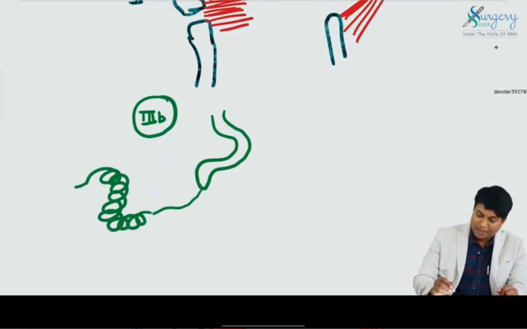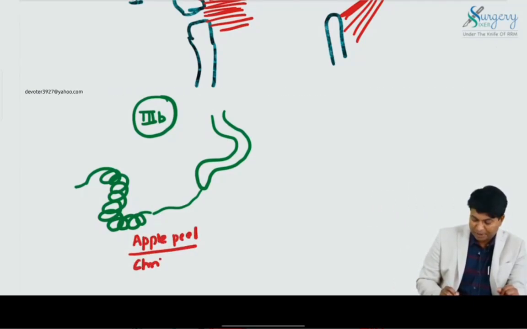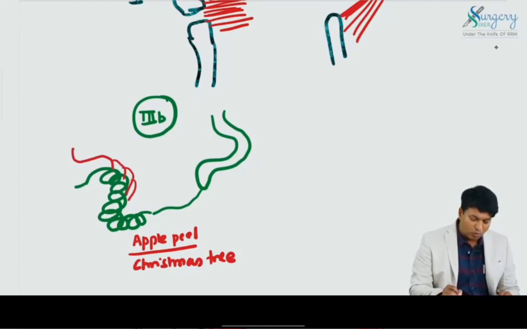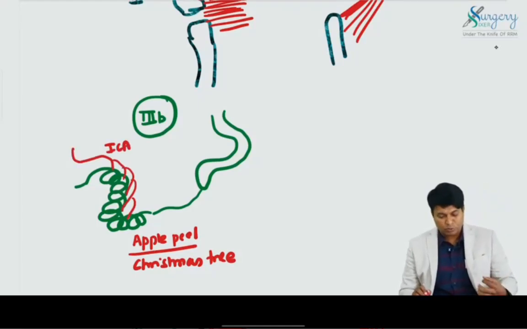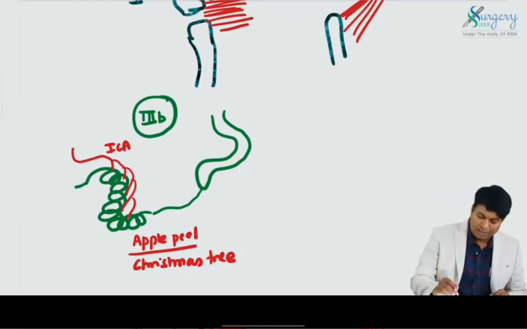The distal bubble has an apple peel appearance, also known as Christmas tree appearance. So apple peel or Christmas tree appearance is type 3B. This bubble receives its blood supply from the ileocolic artery in a retrograde way.